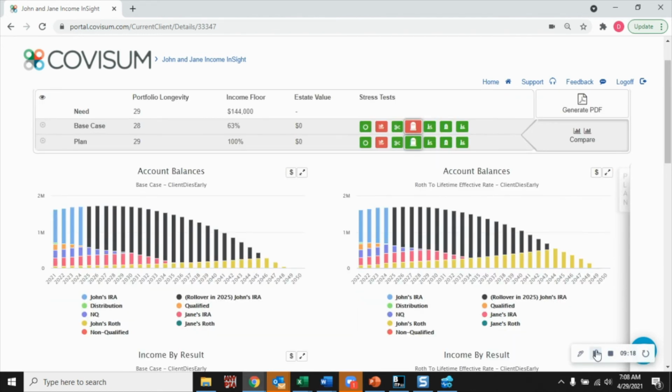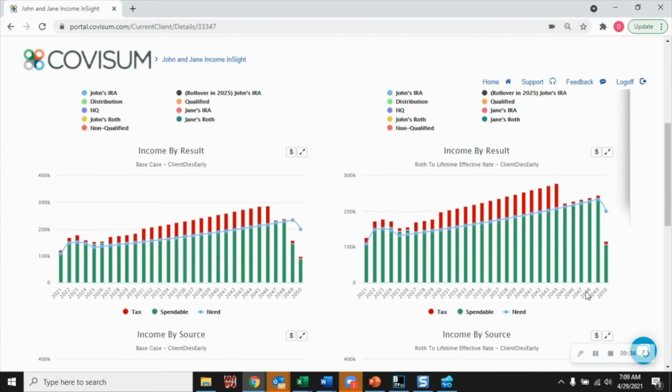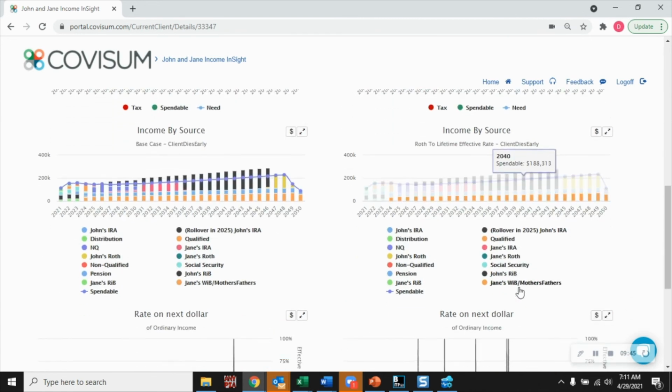And so I can see a side-by-side comparison of the account balances. And in the base case, we're running out of money. I can see the Roth conversions and the Roth accounts growing in the plan case, and now we're not running out of money. So in the plan case, I can see that the income by result, in the base case, they're running out of money, and I can see the gap in the plan case. And under income by source, I can see which accounts they're harvesting from and at which points in retirement.